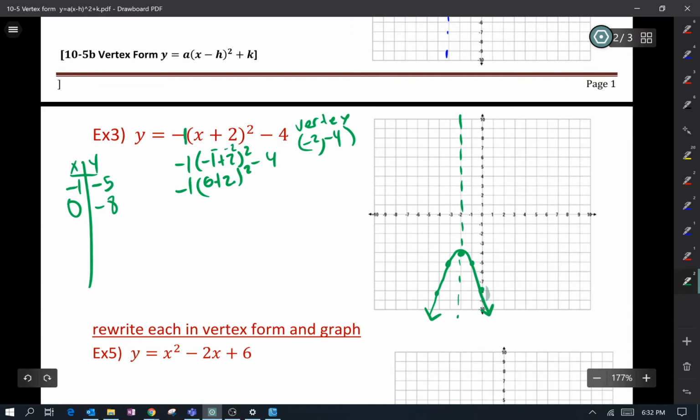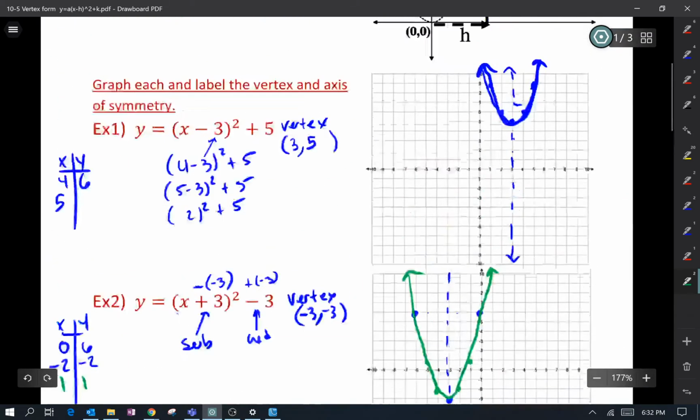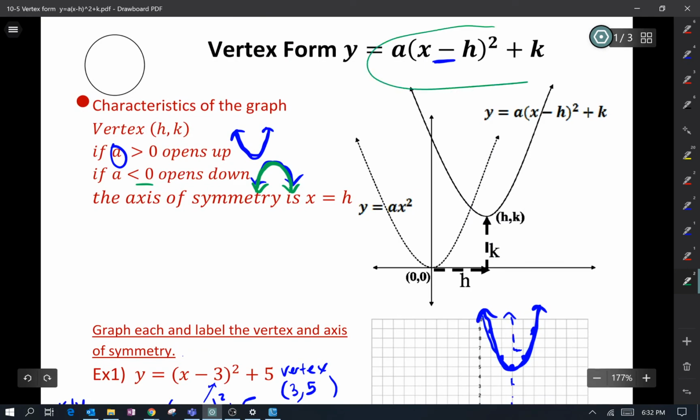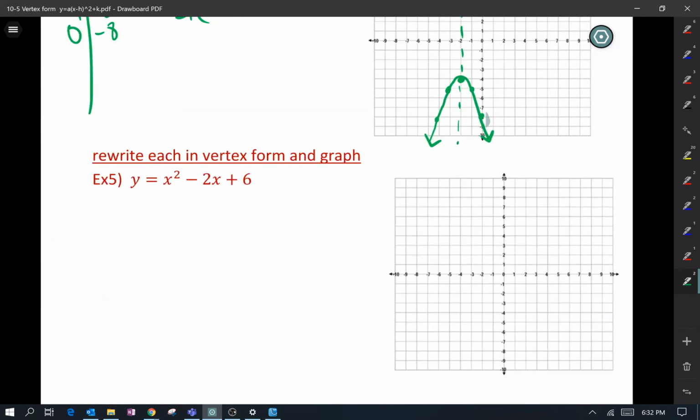Pretty easy. All right. Now, next problem. This time, these are not in vertex form, right? They don't look like this, right? They don't look like this. We need to rewrite them. So here's what we're going to do. First thing you need to look at, make sure that the coefficient here is 1. If it's not 1, we're going to have to deal with it, okay? But it is 1 in this first problem.